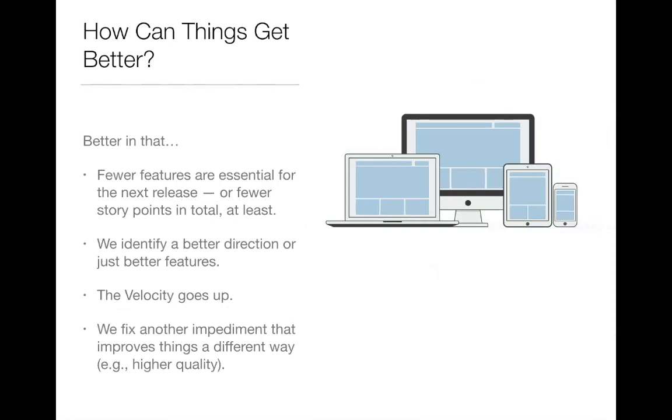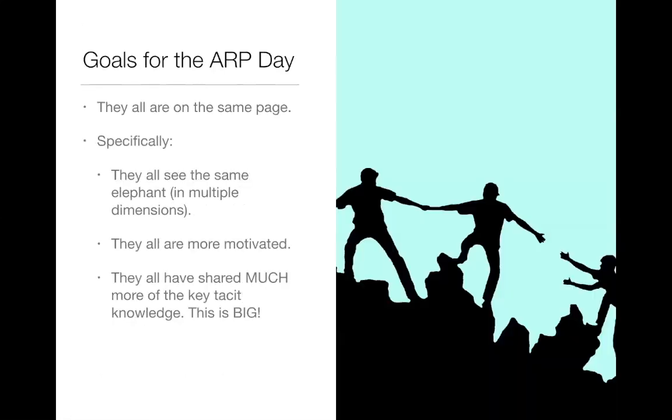But can things get better? Can we identify fewer features that are essential in the next release and therefore release it sooner? Or in some other way, fewer story points in total at least? Can we identify a better direction than the initial direction, or just better features within the initial vision, you might say? The velocity can go up. We can fix other impediments that somehow improve something other than velocity. So, for example, the quality could go higher. In these ways, if we use the plan effectively, these things can get better.